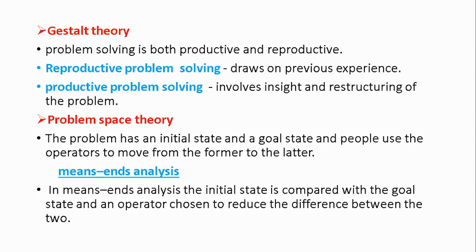Next, problem space theory. This theory has some views about the problem. The problem has an initial state and also a goal state. People use operators to move from the former to the latter. This theory has means-end analysis. In means-end analysis, the initial state is compared with the goal state and an operator is chosen to reduce the difference between the two.